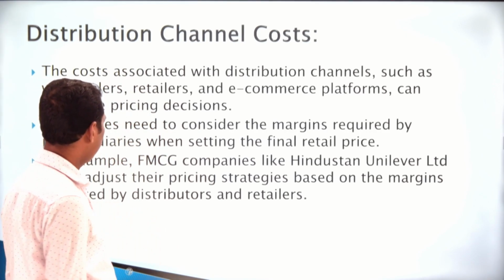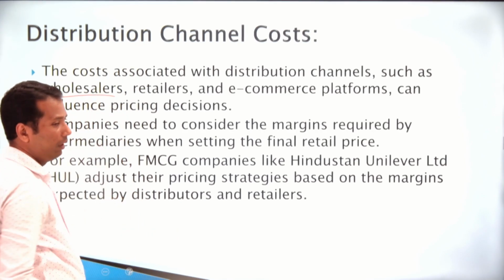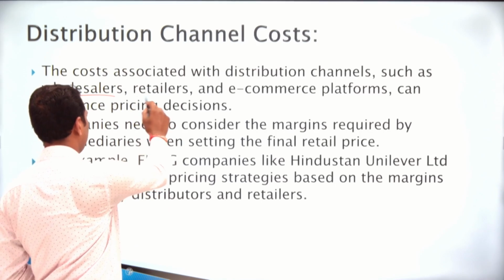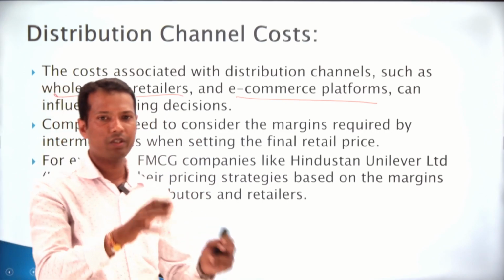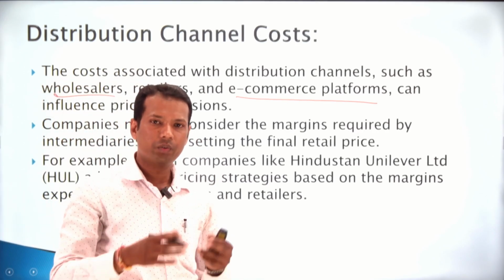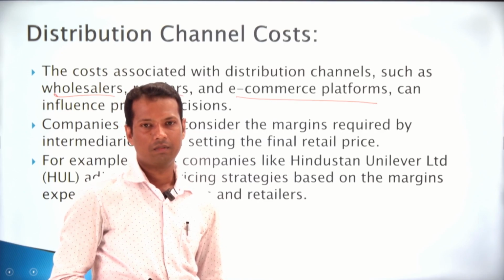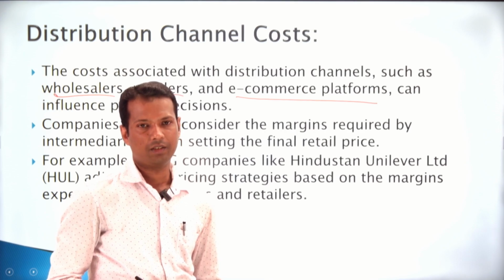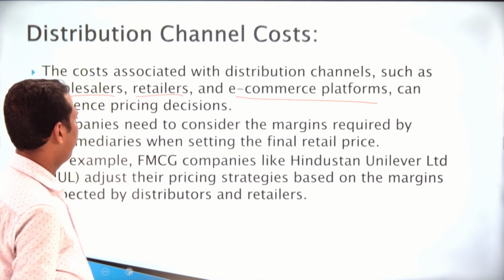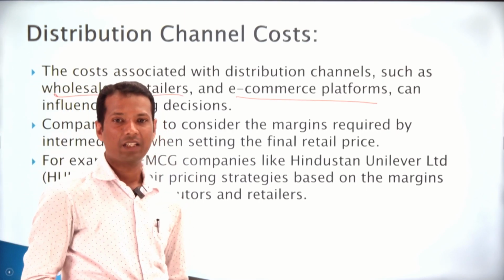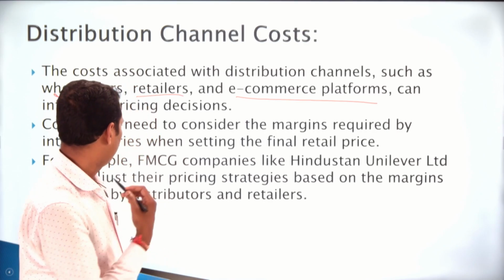Distribution means the cost associated with distribution channels such as wholesalers. There are wholesalers in this channel, there are retailers in the channels, there are e-commerce platforms. So all these distribution channels also contribute to the pricing, they influence the pricing strategies. Companies need to consider the margin required by intermediaries when setting the final retail price. So what margins have to be considered when they are setting the final retail price?